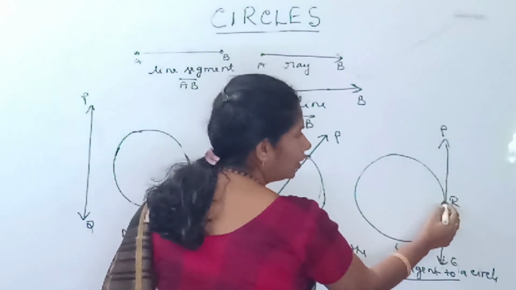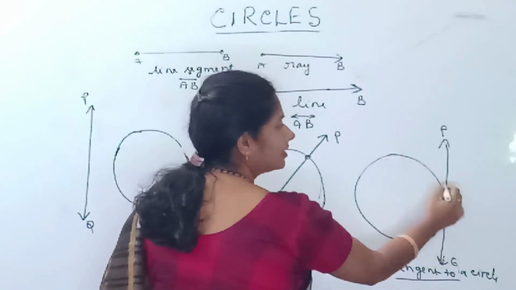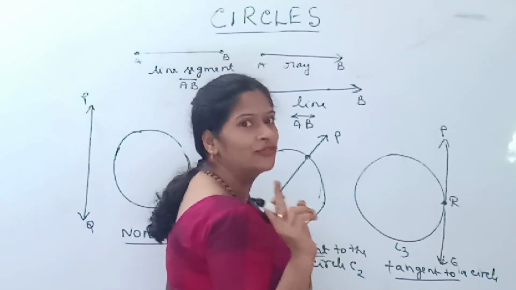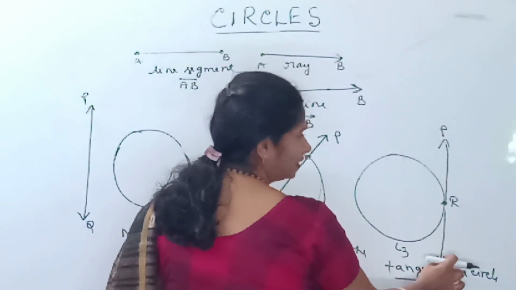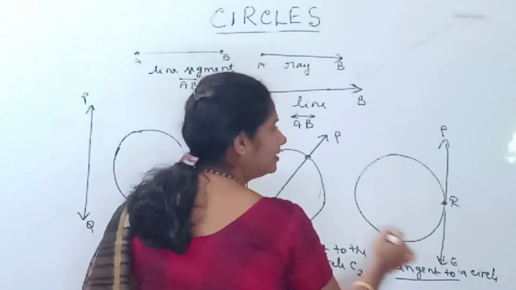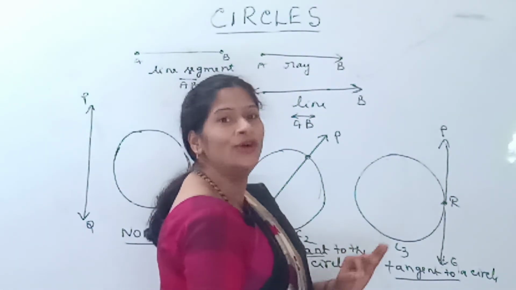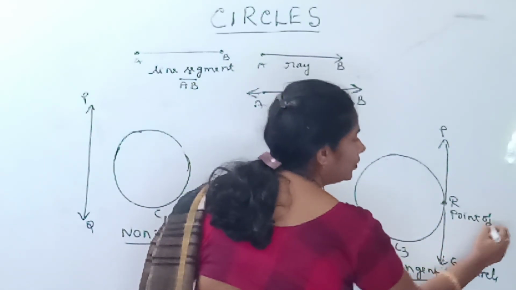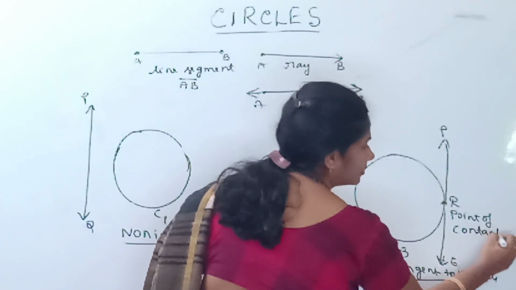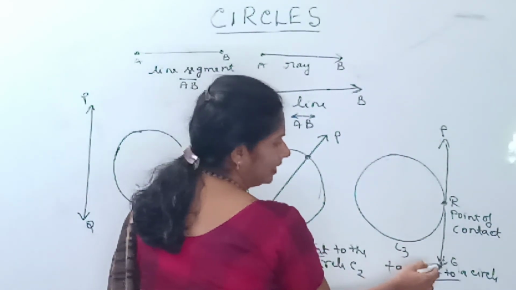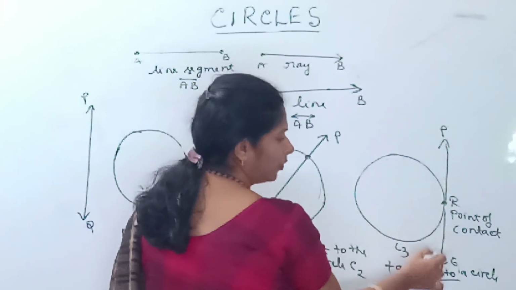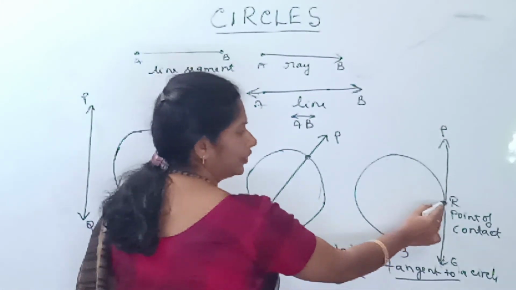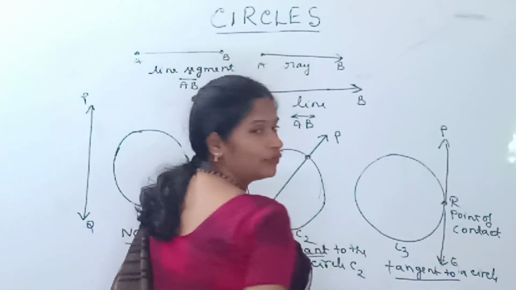The common point of the tangent and the circle is called the point of contact. So what do you mean by point of contact, children? The common point of the tangent and the circle is called the point of contact. Now here R is called the point of contact. The common point for the tangent and the circle is called the point of contact. Now R is called the point of contact.